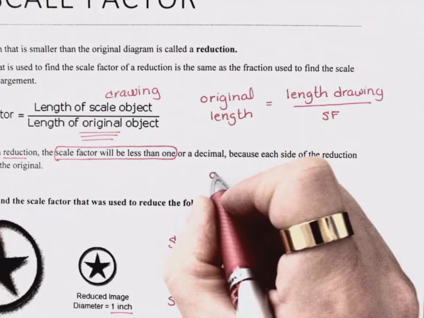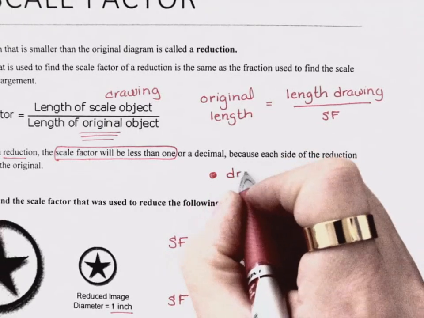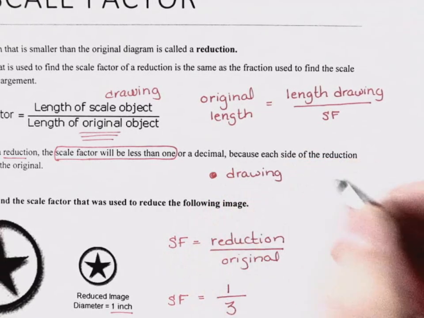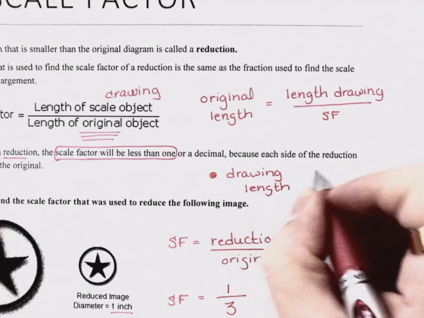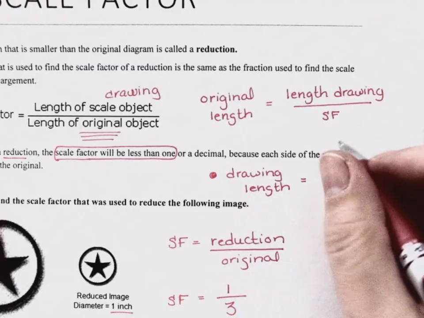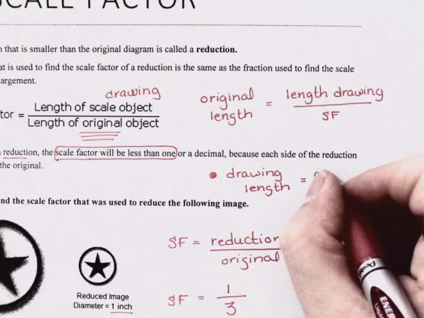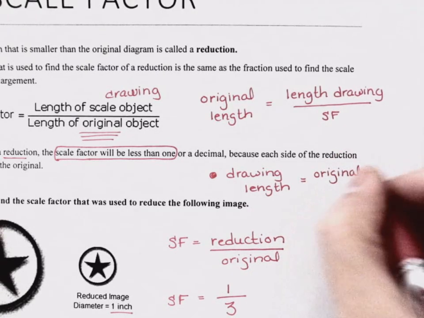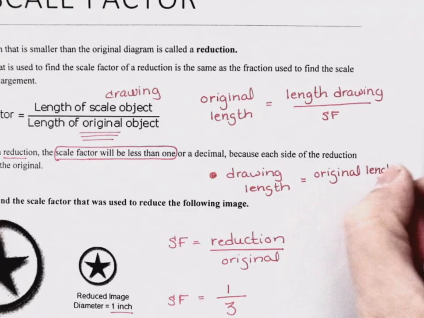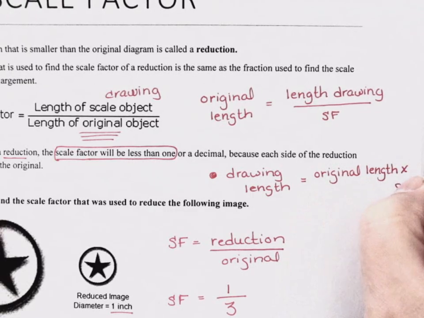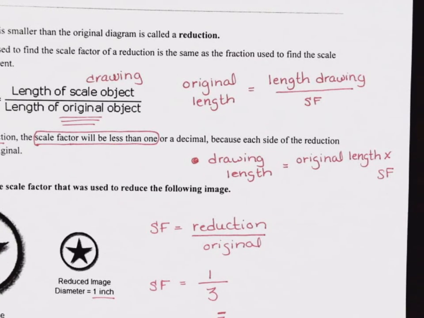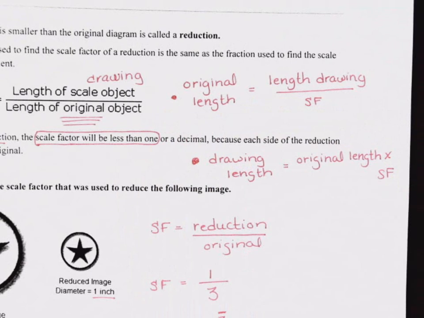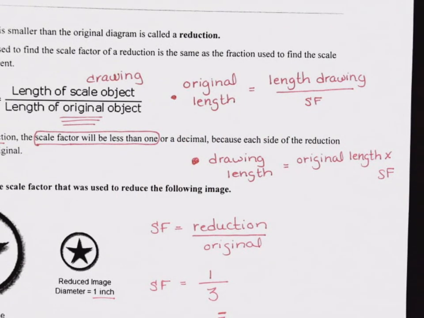Okay? You want to write these formulas in. If we are trying to find the drawing length, so the one that we've either reduced or enlarged, we're going to take the original length and we're going to multiply it by the scale factor. I ran out of room there. So these are 2 additional formulas that are super helpful because then you don't have to really worry about the algebra in it.